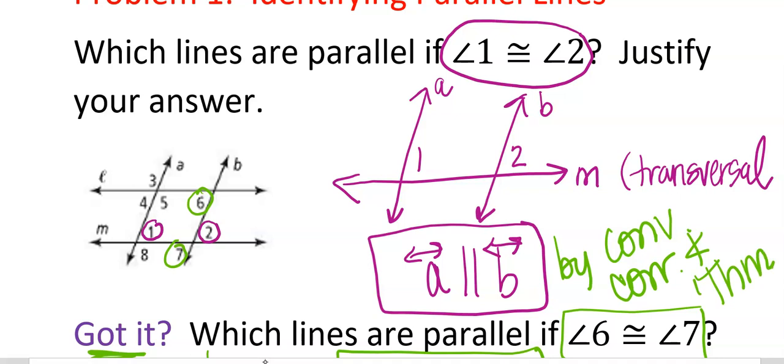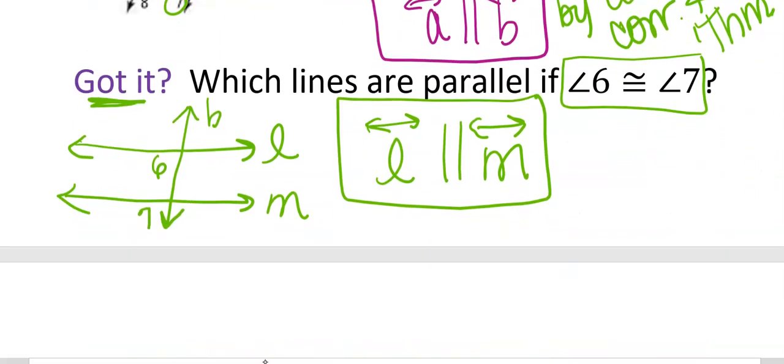If you have corresponding angles theorem, that is incorrect. You have to have the converse of it, or you have to use theorem 3.4, the one that we just wrote down. If you don't have the word converse in there, I will not give you credit because it's not the same. And this one would be the same.